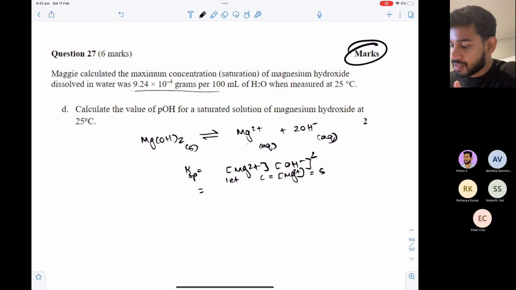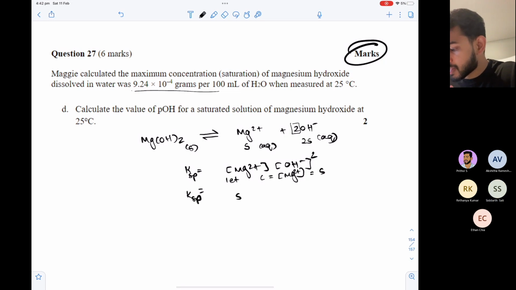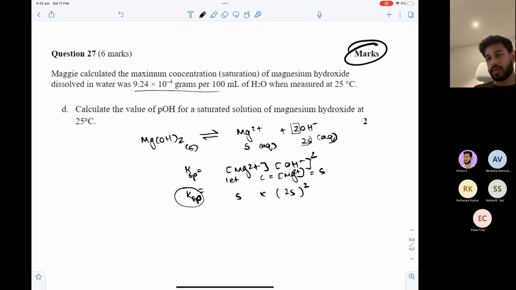And if this is equal to S, there's a 2 in front of this, so this is 2 times S in terms of its concentration. So when we sub that in, KSP is equal to S times the concentration of hydroxide, which is 2S now, squared. Good. And what is the KSP of Mg(OH)2? How did you find that, Sid?